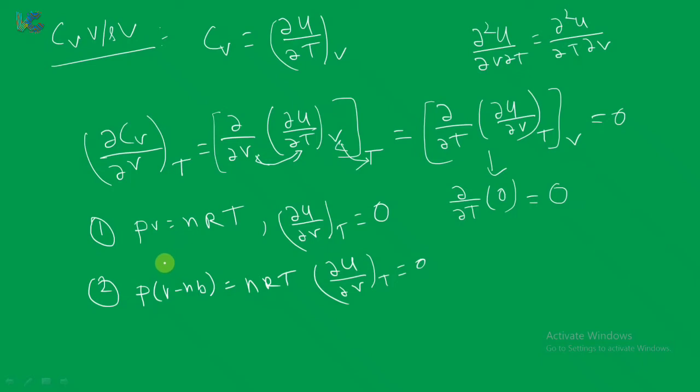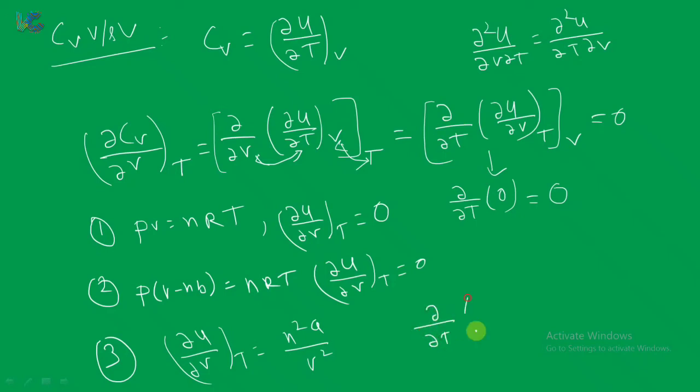Now for the Van der Waals gas, you know that for n moles of Van der Waals gas, ∂U/∂V at constant T has the value minus n²a/V². Now you put this value, and you have ∂/∂T of n²a/V² at constant V.